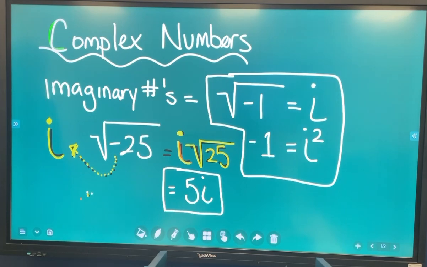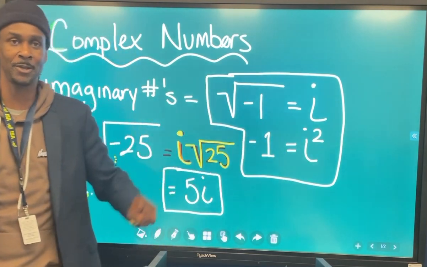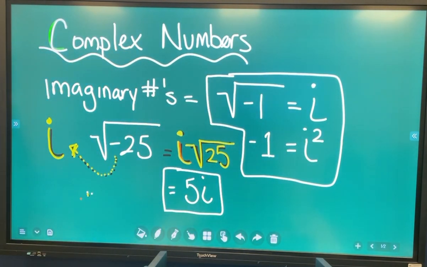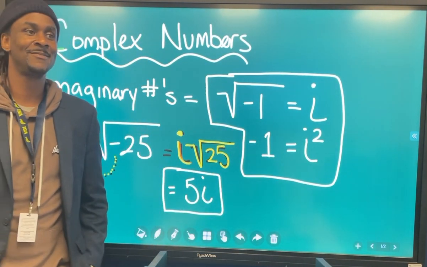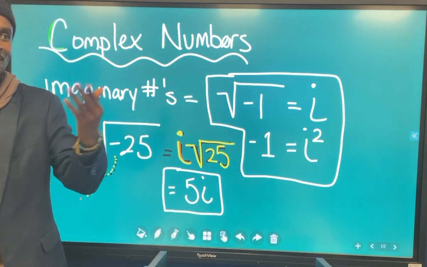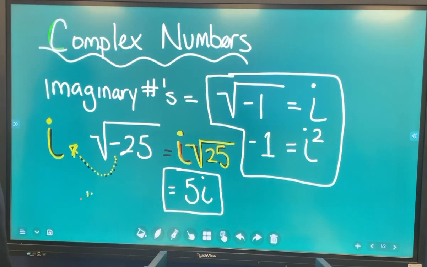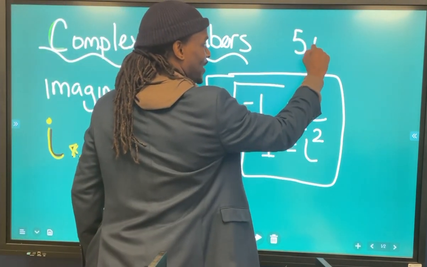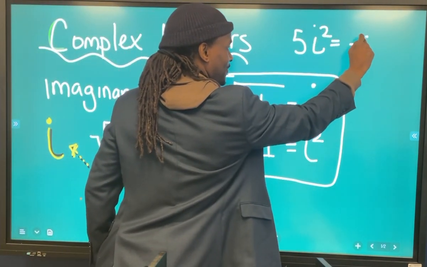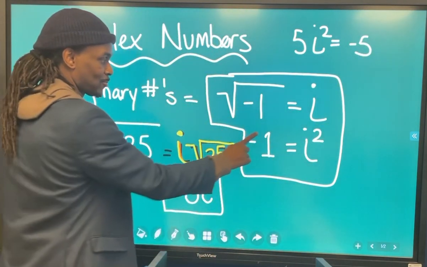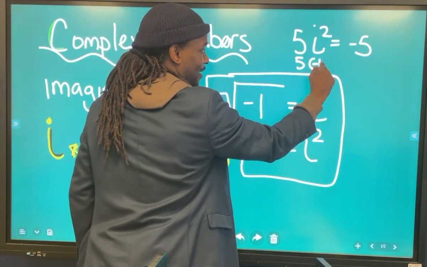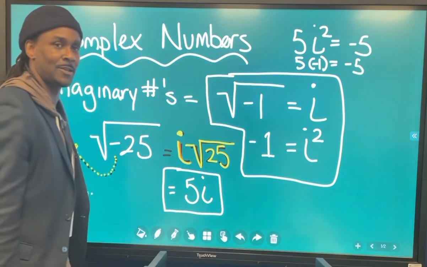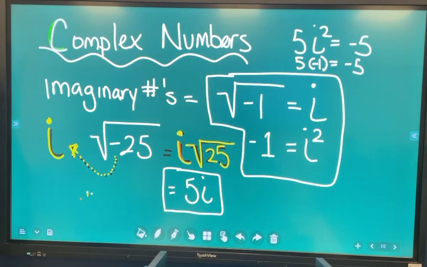If I had 5i squared, how could you simplify that? What's the value of i squared? -1. So what's 5 times -1? -5. Yes, if you had 5i squared, it would simplify to -5. Because i squared equals -1, so really it's 5 times -1. That's why we mentioned i squared.